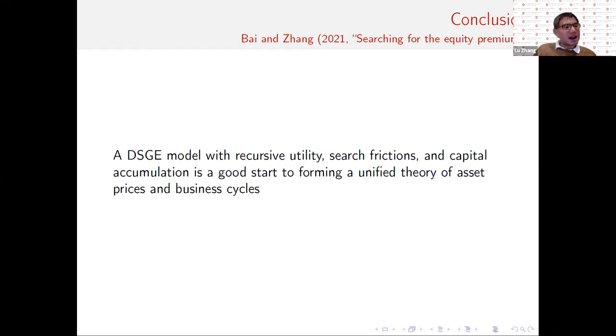If we want to stay within the theoretical framework, the hurdle would be whether us or somebody else can explain the same level of equity premium with even lower consumption volatility, to generate something like the post-war US sample.